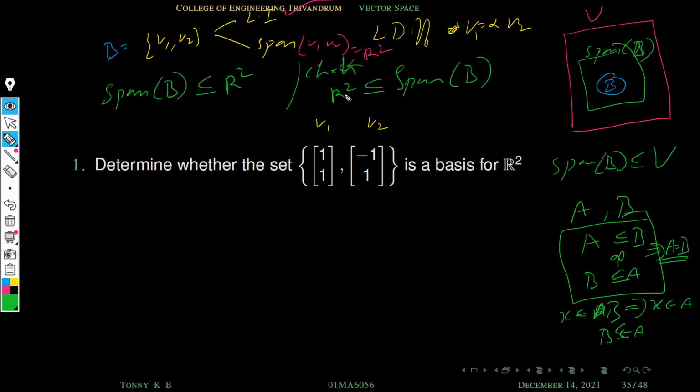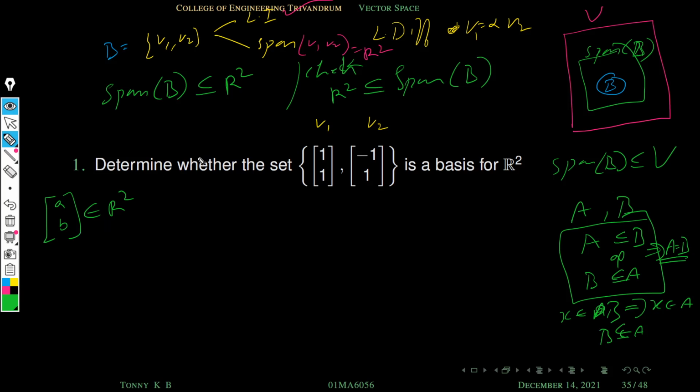Our aim is to check whether R square is a subset of span of B or not. So we consider an arbitrary element from R square. What is the arbitrary element of R square? You can treat an arbitrary element like this, (a, b). So (a, b) is an arbitrary element from R square. Next we have to check whether this element belongs to span B or not. If this belongs to span B, that means all the elements of R square belong to span B. That means R square is a subset, right?